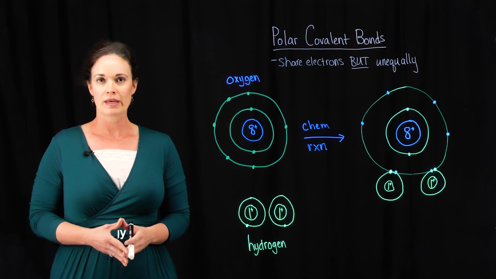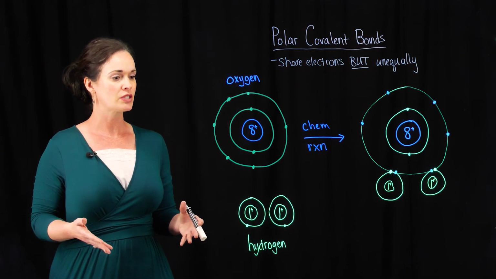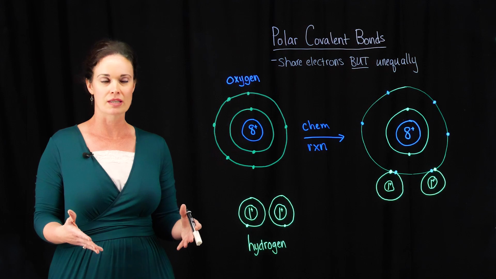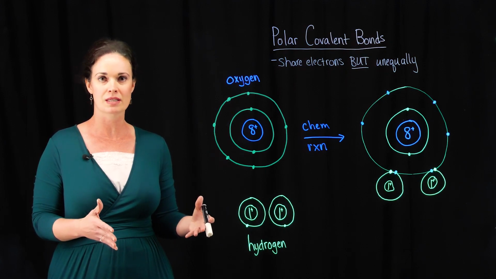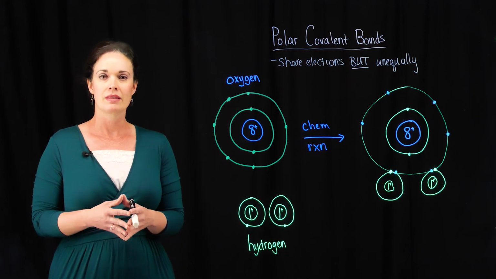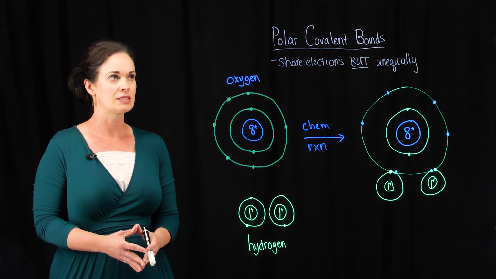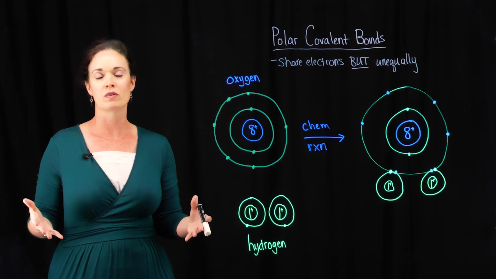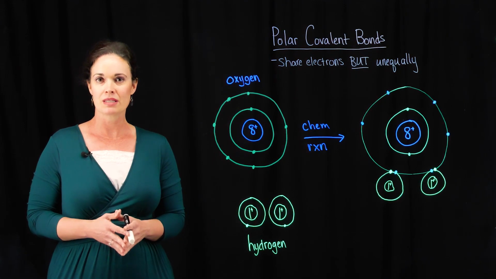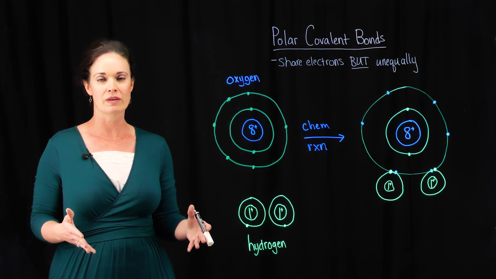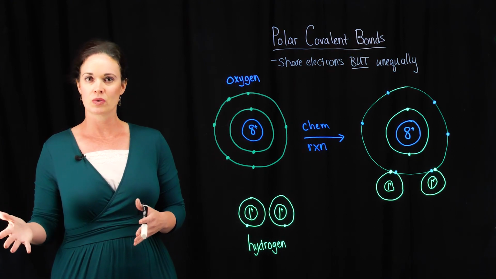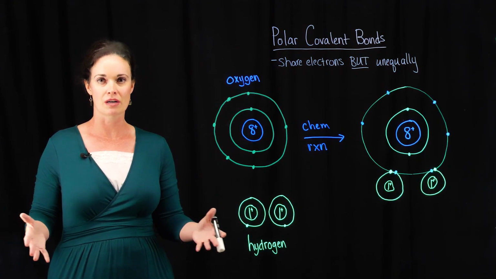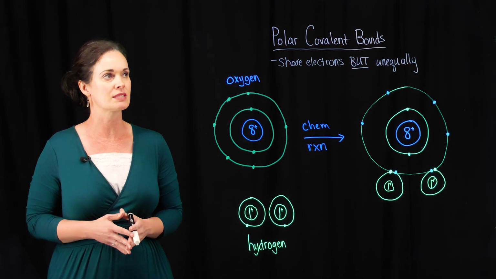So with a polar covalent bond, what we've got is a situation where atoms are sharing electrons. So that's where the covalent part of this is coming from. However, they are not sharing those electrons equally. And so we're ending up with a situation where the molecule overall is polar. And what that means when we talk about polar from the standpoint of chemistry is the molecule has ends that are oppositely charged. So that's where the polar part of this is coming from.